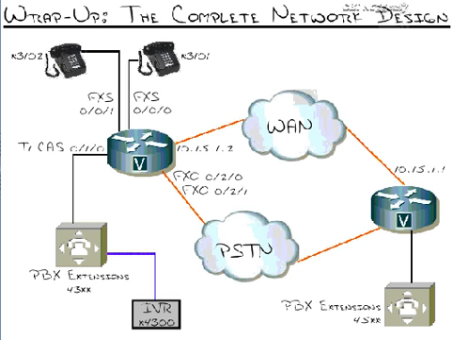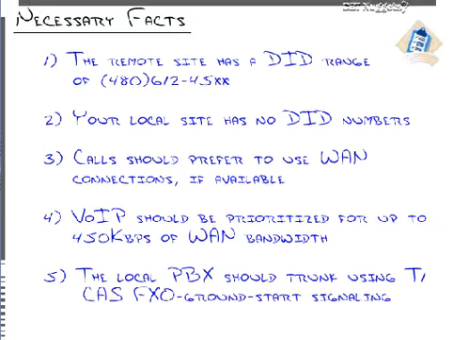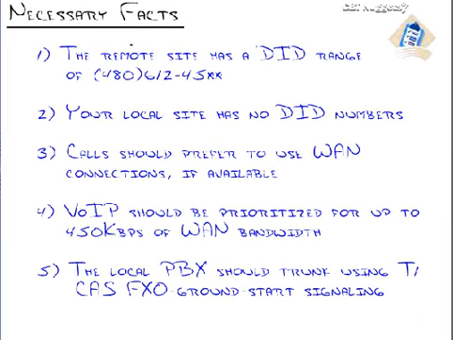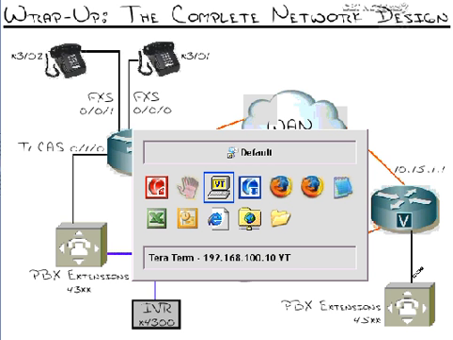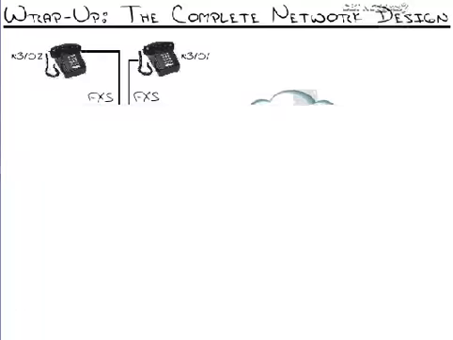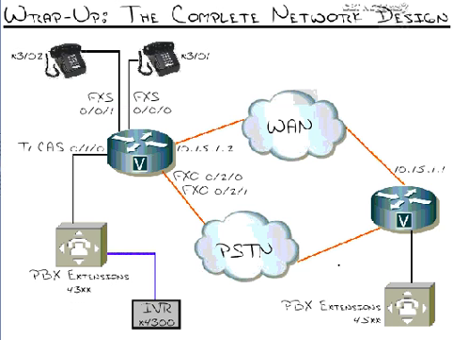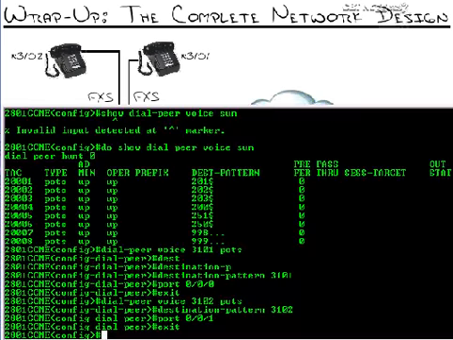Let's see, what's next? Well, the WAN, that's going to be a whole nother story. Let's get this T1 CAS connection going. If I remember our facts correctly, and let me get those right back in the middle of the screen, our facts show that the local PBX should trunk using T1 CAS FXO ground start signaling. So, let's go ahead and get that trunk running. Shows that our T1 connection is 0/1/0, coming right out there.